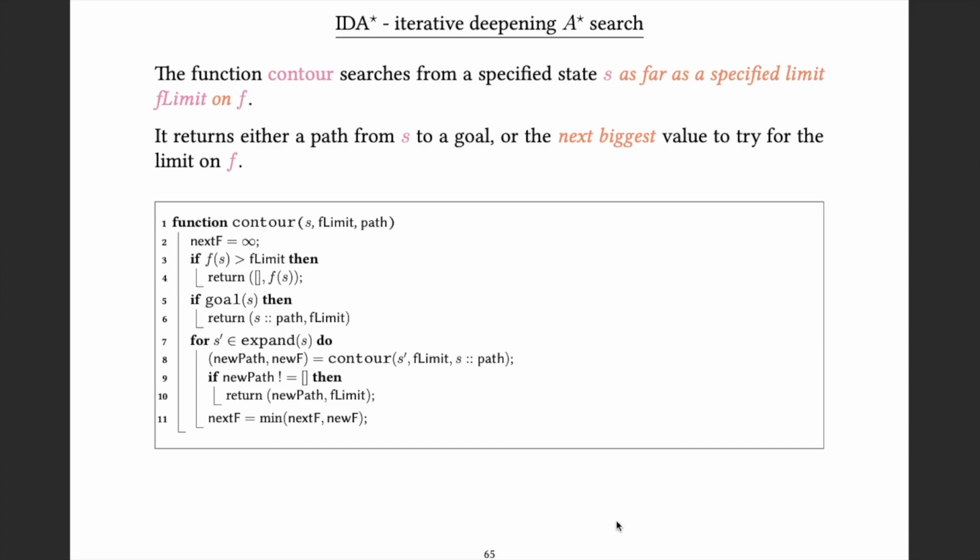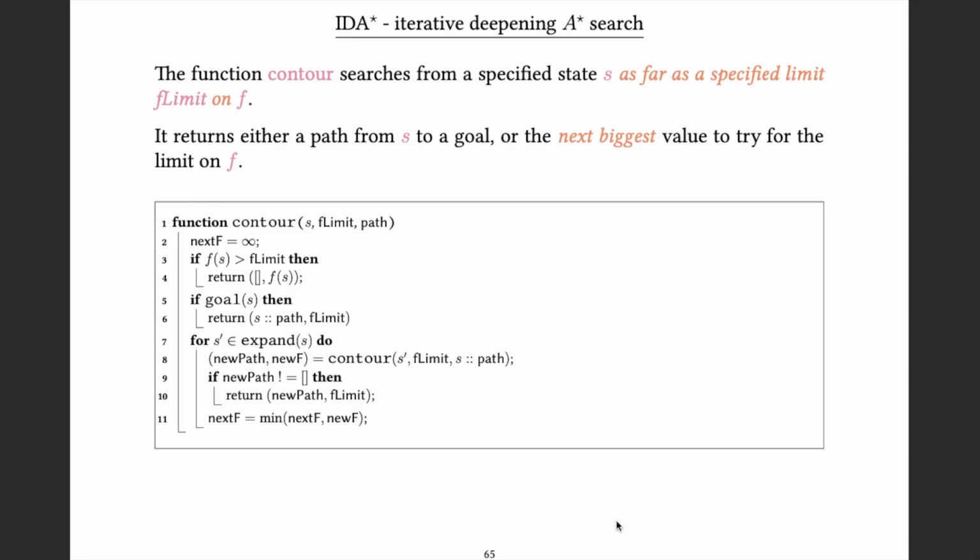The for is taking each state that you can get to by applying an action in S. Okay, so each S prime that you can get to from S. And in each case, it's trying to continue the search from S prime. So it calls contour again, this time on S prime. We're still searching within the same f limit, and now we've added S to the path that we're constructing.